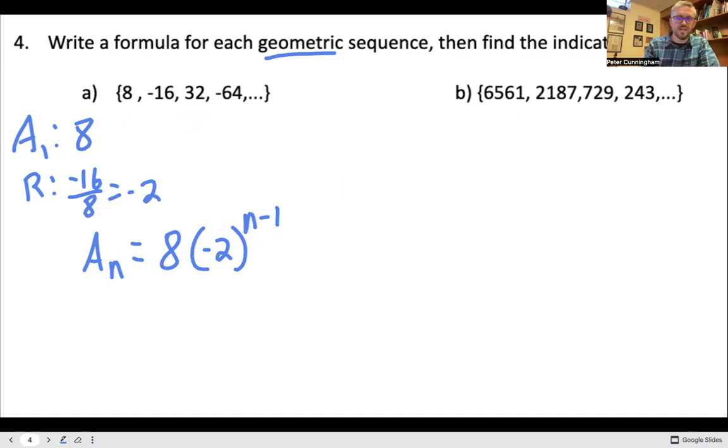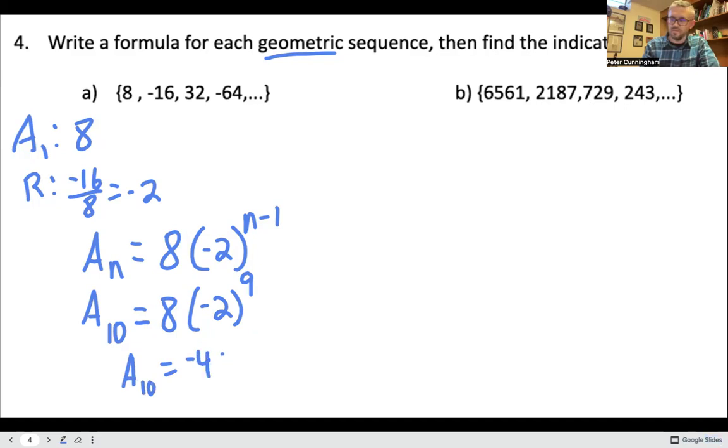So to find the 10th term, I'll need to take 10 and take 1 away from it, which would be 9. Multiply all that, and that gives me my 10th term of negative 4,096.